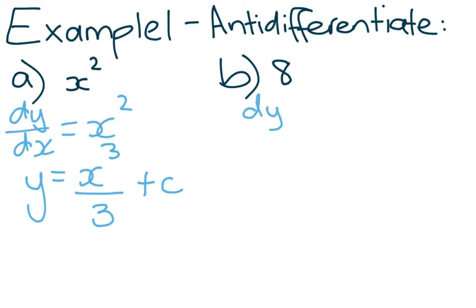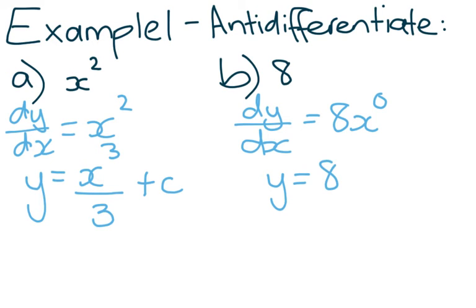So for the second one, where we've just got antidifferentiate 8, dy by dx equals 8, or it could be 8x to the power of 0. So when we get our original function back, we're just going to increase it to be 8x to the power of 1 over 1. However, we don't need to write that because power of 1 doesn't change anything and dividing by 1 also doesn't change anything. And then we need to put plus c on the end.